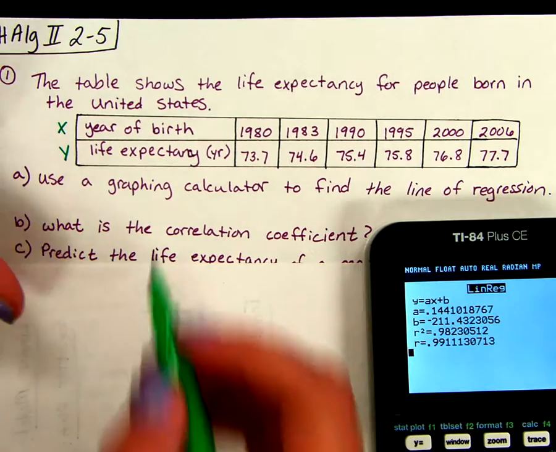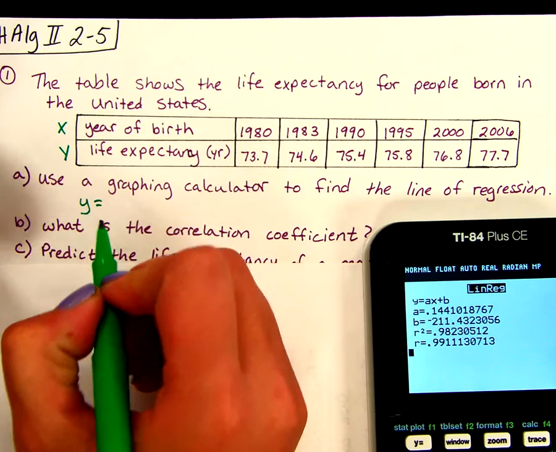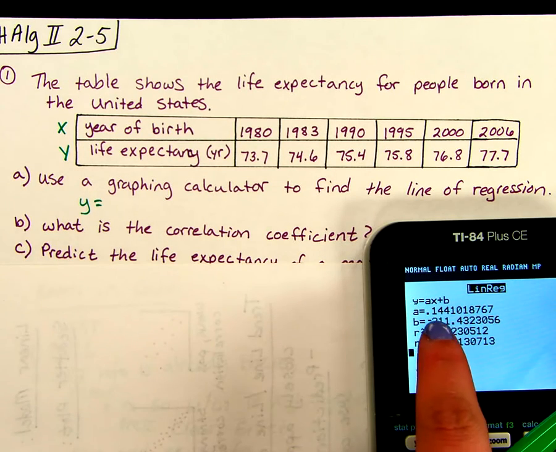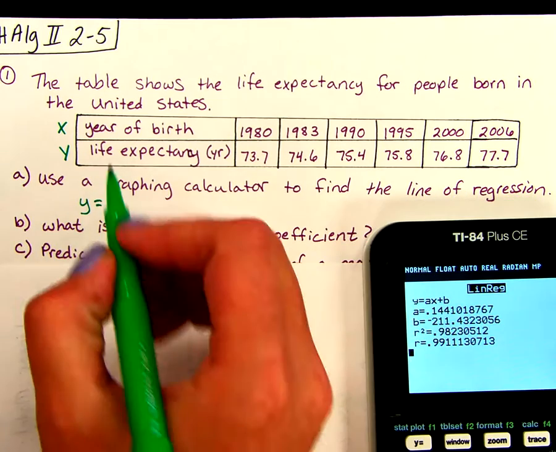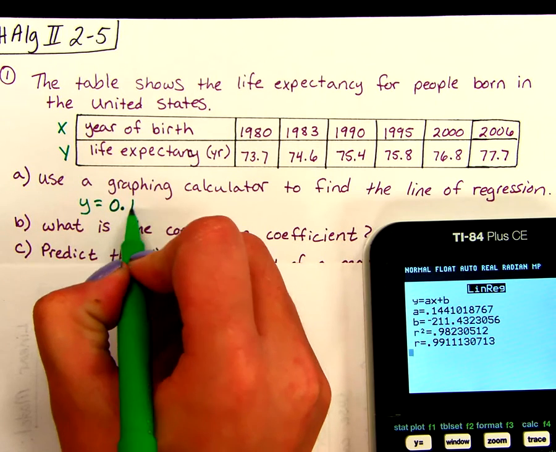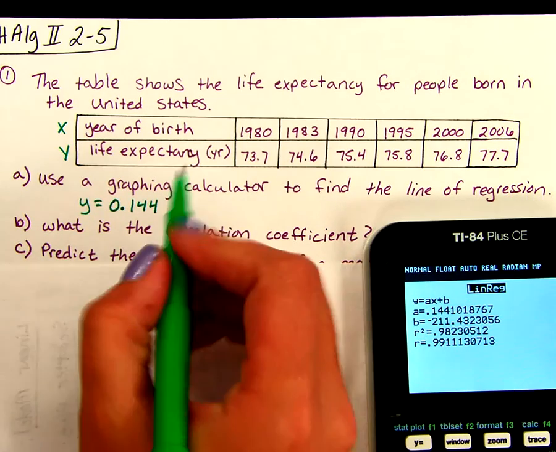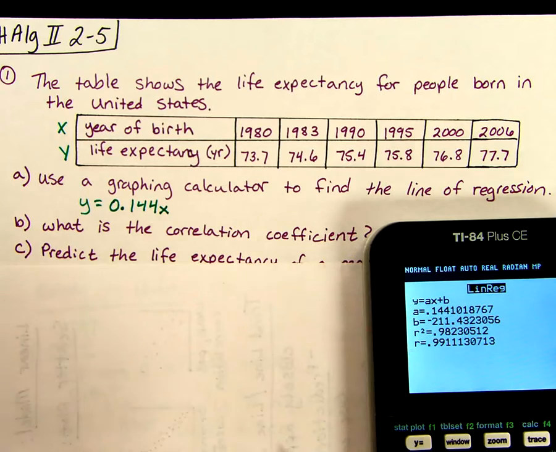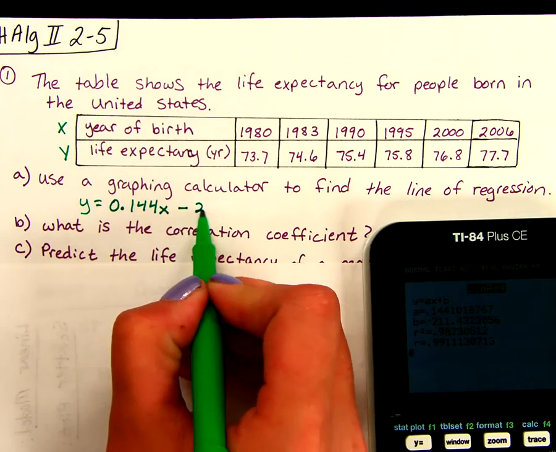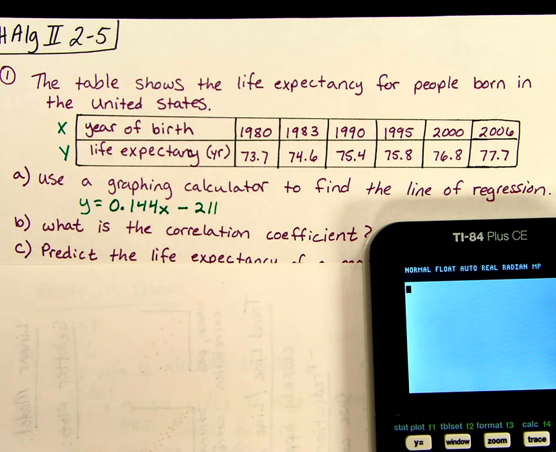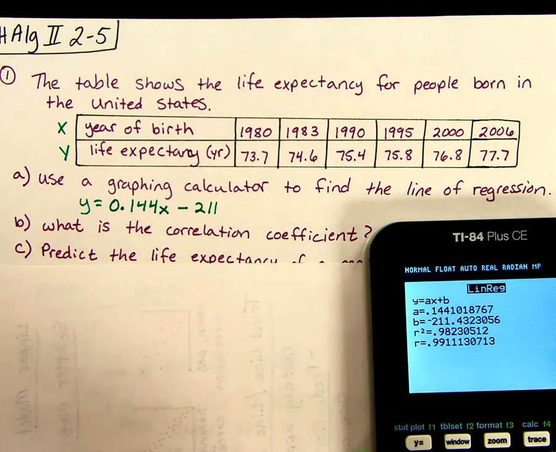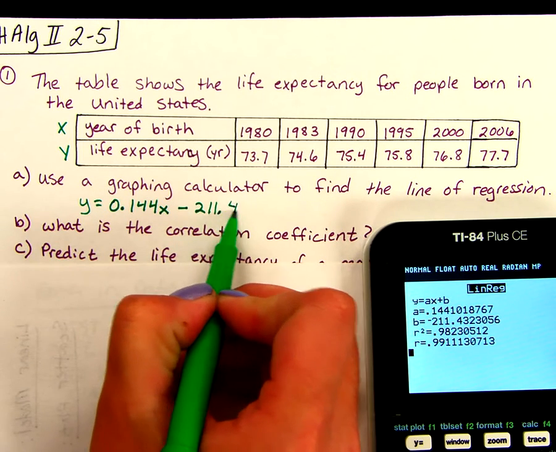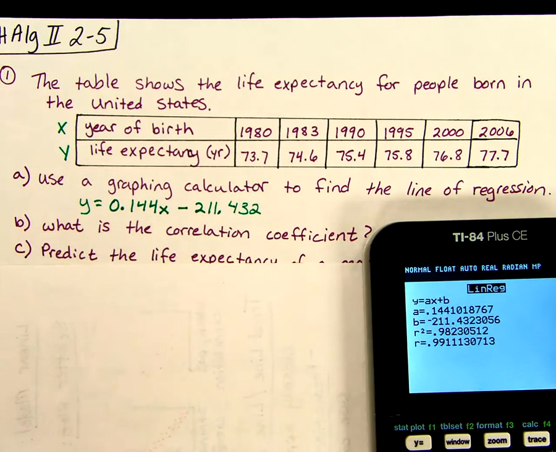So our equation is going to be y equals, and then our A is 0.144, and then we have the x with it. Our B is negative, so that means that we're going to be subtracting. Again, we're going to round to 3 decimal places, so 0.432. So that's our prediction equation.